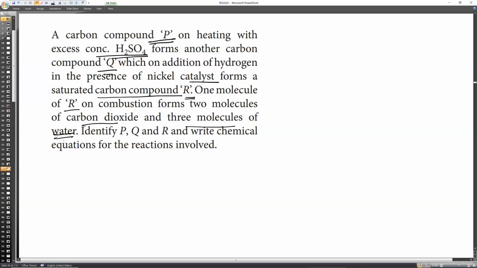Ethanol. Sorry, yes, ethanol. No, it is ethanol. Oh yeah, ethanol.